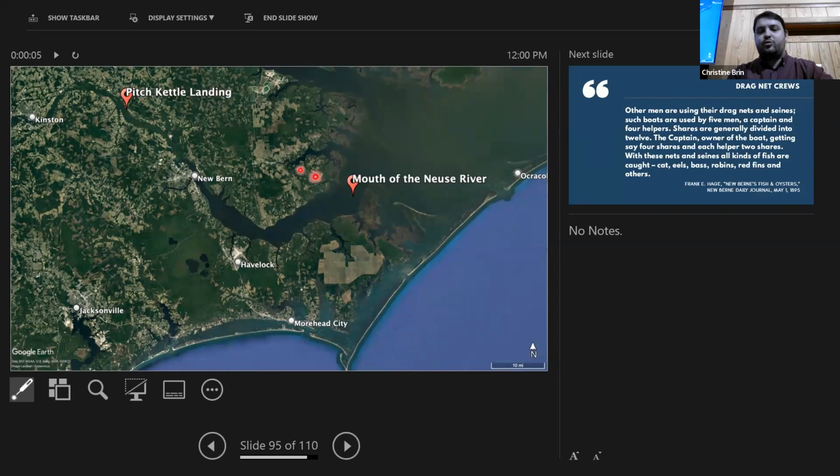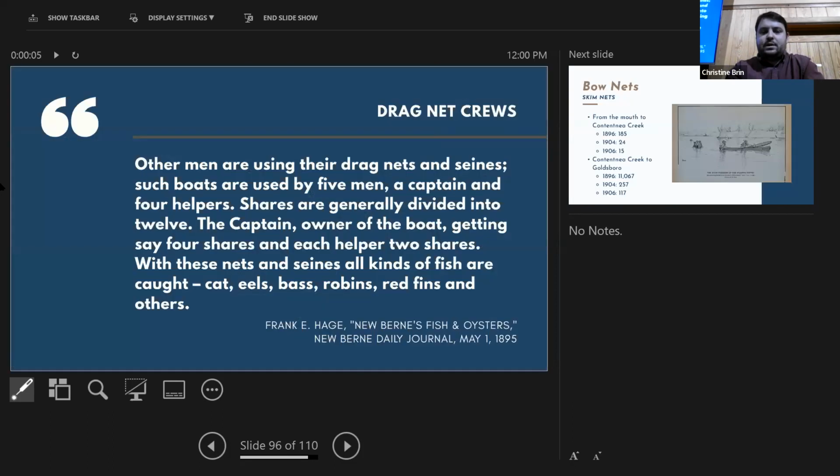And these nets are being used all the way from the mouth of the Neuse River, all the way up to an area called Pitch Kettle Landing above New Bern, where you would find these men working them. And another quote, but I like them. It says, other men are using their drag nets and seines. Such boats are used by 5 men, a captain and 4 helpers. Shares are generally divided into 12. The captain, owner of the boat, getting, say, 4 shares, and each helper 2 shares.